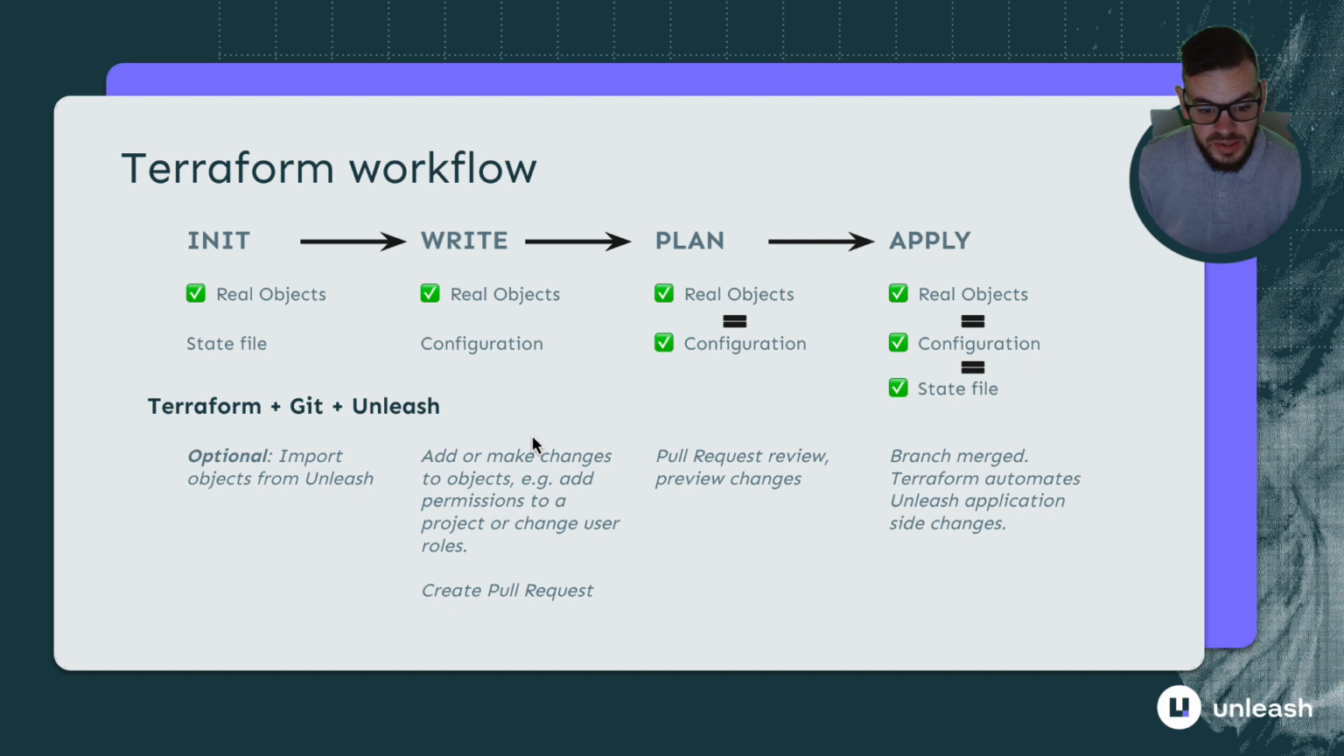Here's how it works. Developers author infrastructure as code in a GitHub repository, for example, adding permissions to a project or a role change. This is submitted as a pull request. The platform team then review the pull request and preview the changes. Once approved and merged, Terraform automates the application. The whole process is streamlined, removing the need for manual UI interactions.